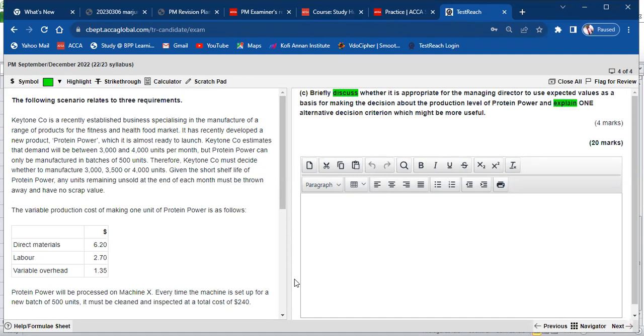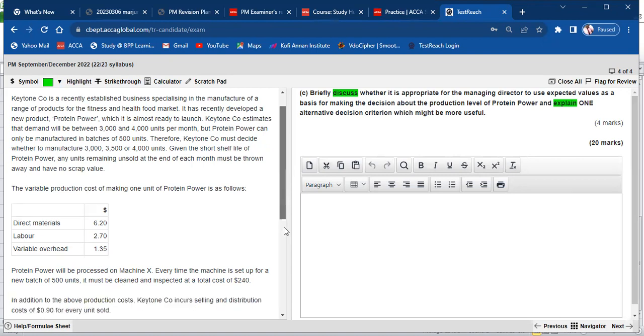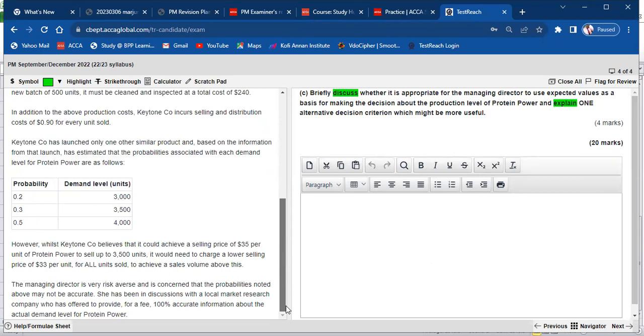Discuss whether it is appropriate for the MD to use expected values as a basis for making the decision. I told you discuss means yes and no, with reasons, and then a conclusion. It is 4 marks, not too many points required anyway. From the evidence you have in the question, do you think that it is appropriate to use expected values? Do you think so?